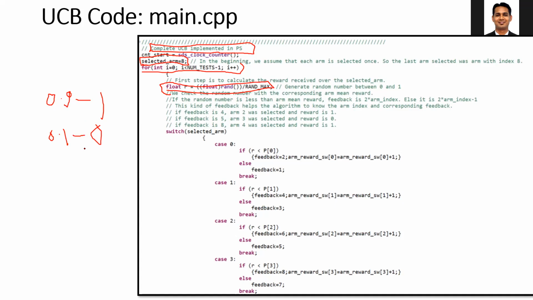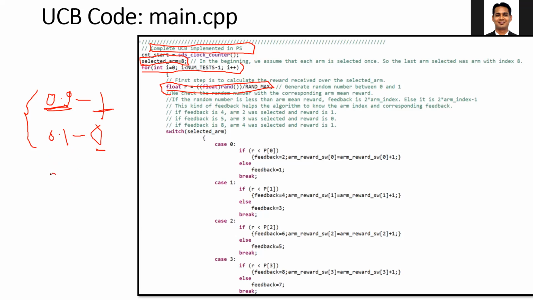So how do we find out what reward is generated? Because there is some randomization. What we do is generate a random number with the uniform distribution between 0 and 1. That means this function will generate any random number between 0 and 1. If that random number is less than 0.9, we generate reward 1. If it is between 0.9 and 1, we generate reward 0.